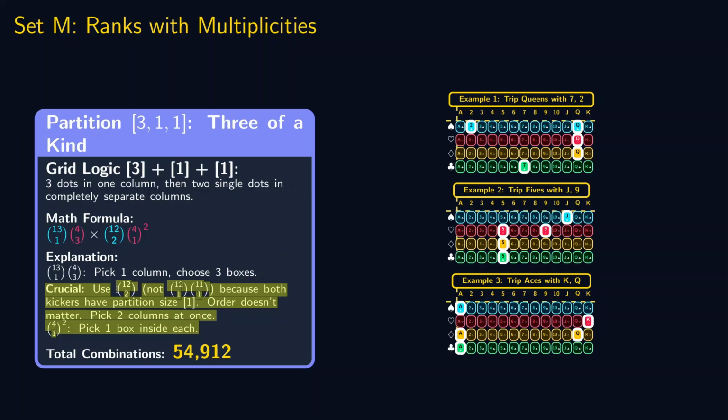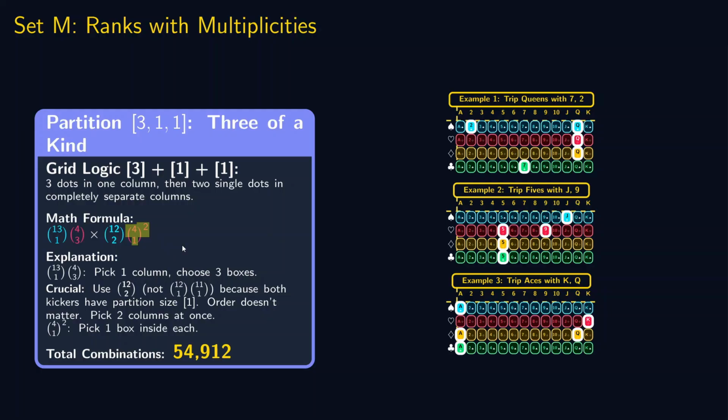We use 12 choose 2. 12 because one column is already taken by the trips, and choose 2 because we want both kickers at once, treating them as a set rather than a sequence. 12 choose 2 equals 66. Then for each of those two kicker columns, we pick one of the 4 boxes, one suit per column. That is 4 choose 1, raised to the power of 2. 4 choose 1 is 4, and 4 squared is 16.